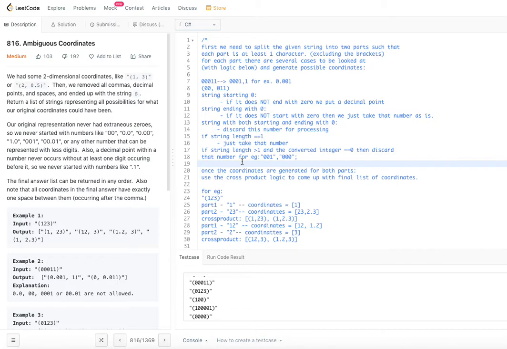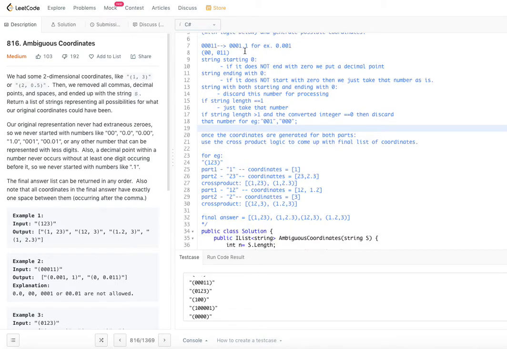Let's look at the example 123, and how we are going to go through the above steps. Part 1 we divided as 1, part 2 is 23. The coordinate for 1 will be, since the string length is 1, just that number. For 23, the length is greater than 1, and if the converted number were 0 we would discard it, but in this case the converted number is 23, not 0.